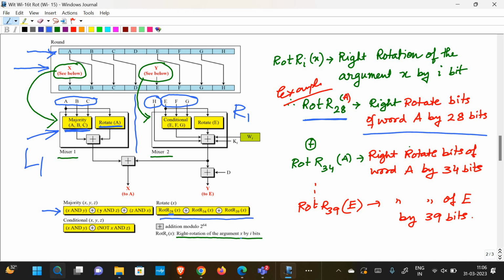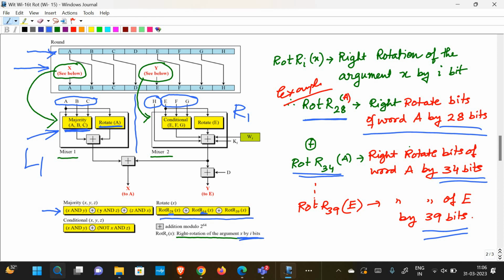Same way, over here you can see rotate X by I bits. So now the next one over here is 34. You can see here 34. So that's what I mentioned over here, rot 34, which means right rotate the bits of the word by 34 bits, and same with 39 bits.